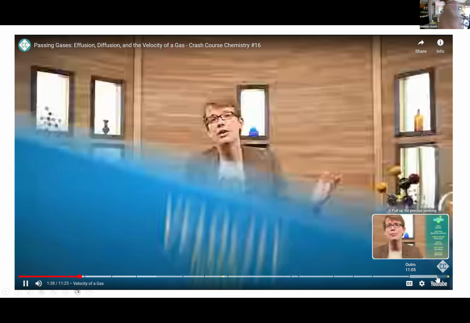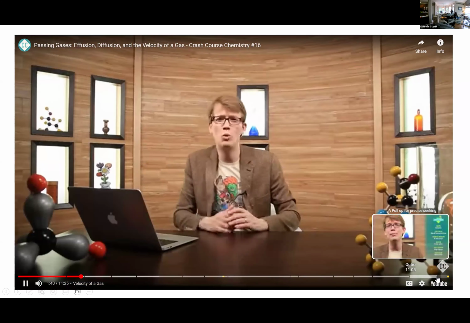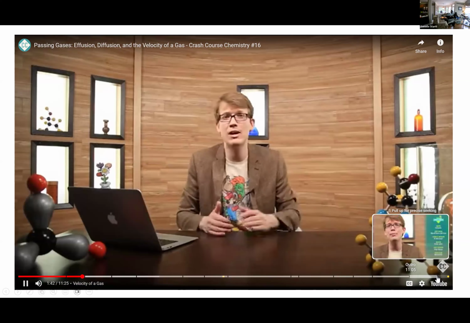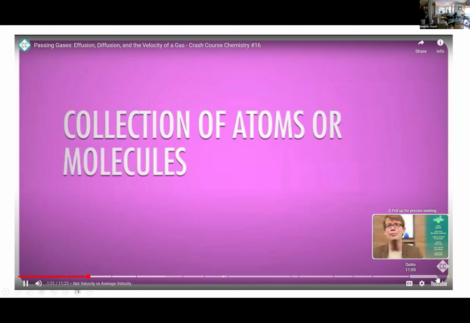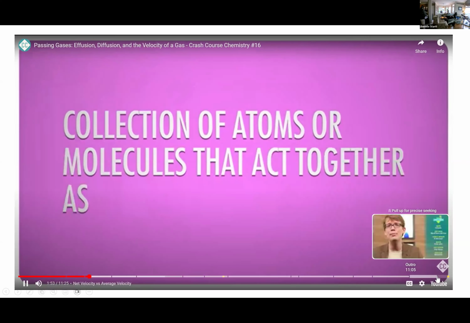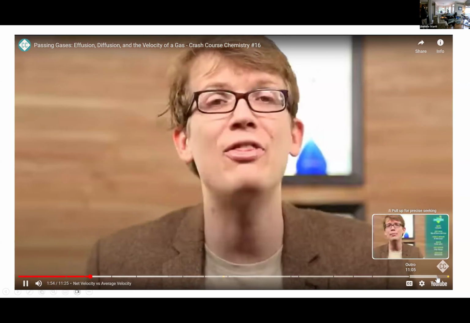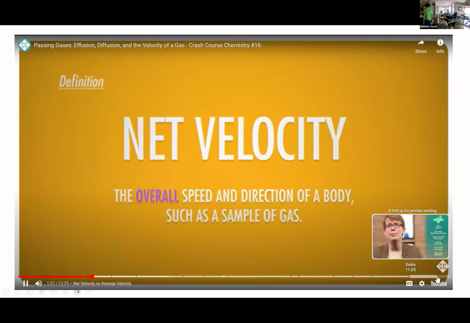To understand gas velocity, we have to know what factors affect it and how. As you might have guessed, there's math associated with this. There are two ways of studying and talking about gases. First, we can consider them as a collection of atoms or molecules that act together as a system. When we do that, we often talk about the net velocity, or how fast a sample of gas moves from one place to another, like the rotten egg smell wafting its way to my nose.